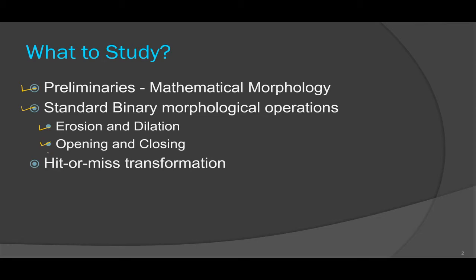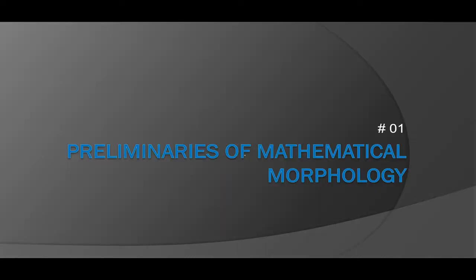Though there are lots of operations and lots of algorithms under mathematical morphology, we are not going to look at all those operations and algorithms in this unit, but we are restricting ourselves to the very basic form of mathematical morphology. Also, the last point that we are going to cover in this unit is the hit or miss transformation. So let us proceed now with the preliminaries of mathematical morphology.